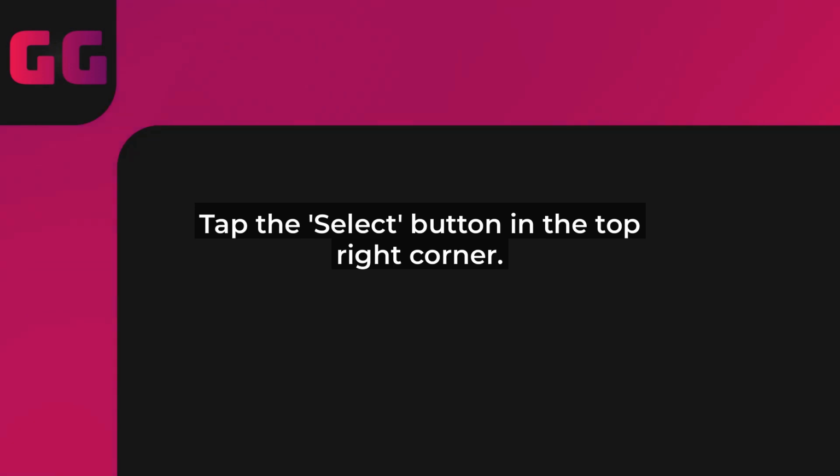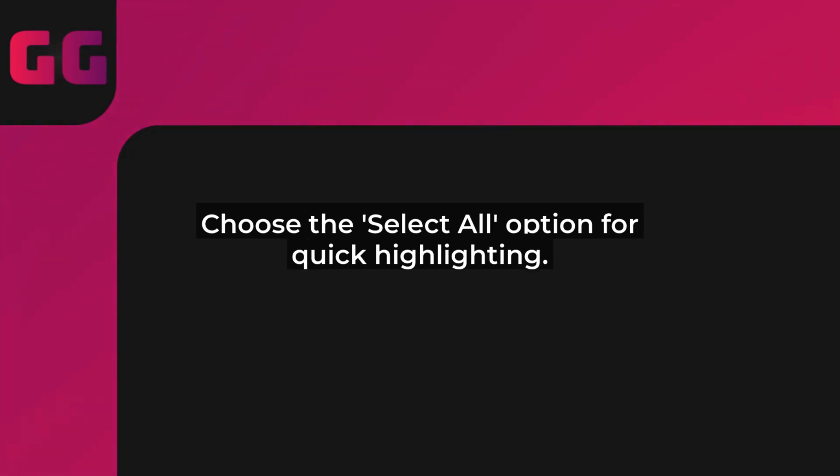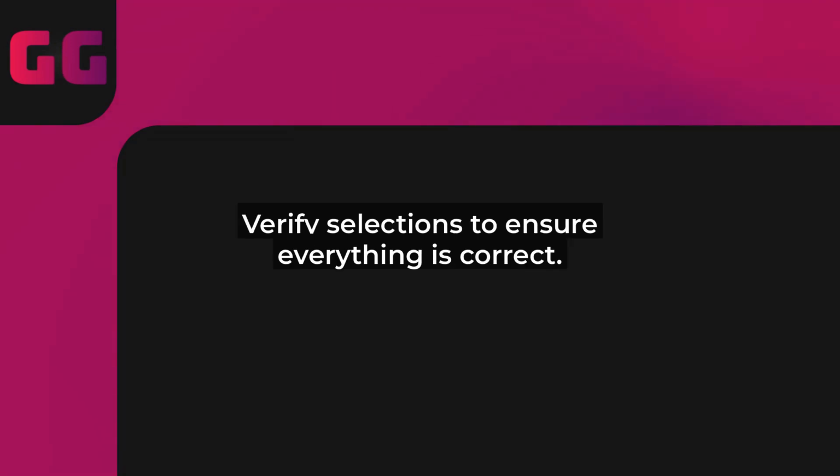Now, to select everything, tap on the Select button, usually found in the top right corner. It looks like a checkbox icon. In the 2025 update, Google has made this even more intuitive, with a prominent Select All option right there. Tap Select All, and voila, every photo and video in your library will be highlighted. If you have a massive collection, don't worry, the app handles it quickly. But remember, this might include items in subfolders, so double-check if needed.